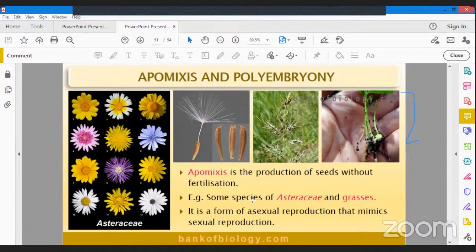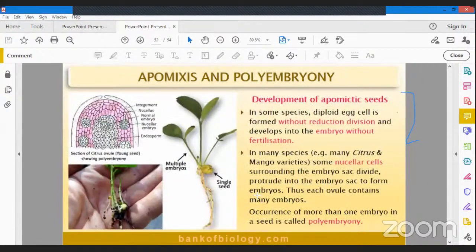Done. So next part: development of apomictic seeds. In some species, the diploid egg cell is formed without reduction division. There is no meiosis taking place, and it will develop into an embryo without fertilization because it is diploid; it will directly develop into an embryo.